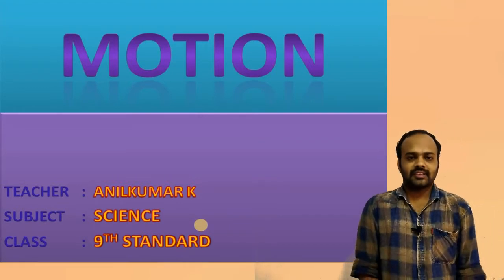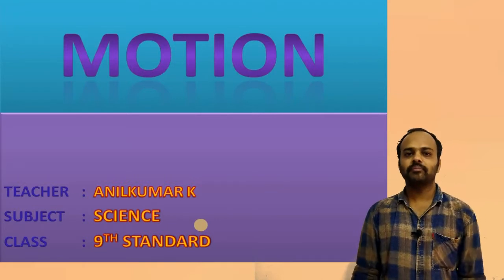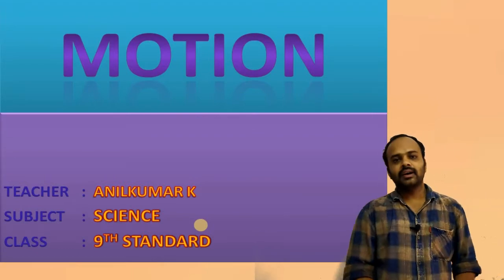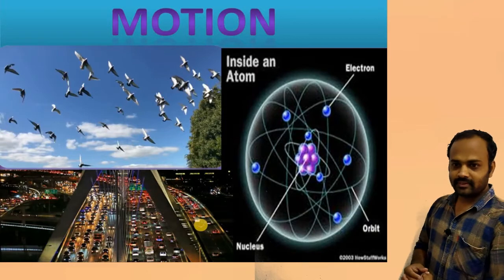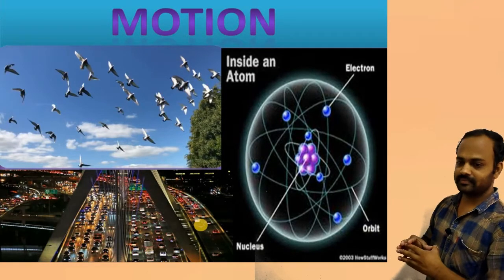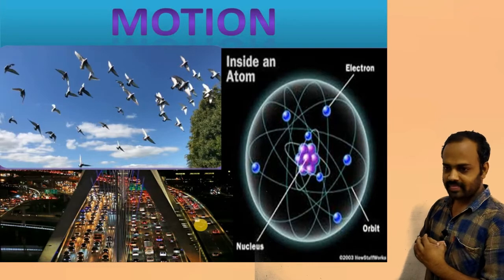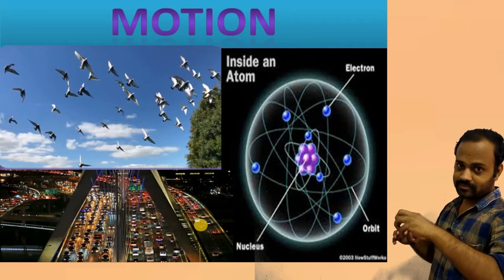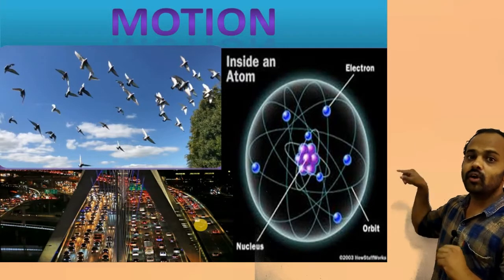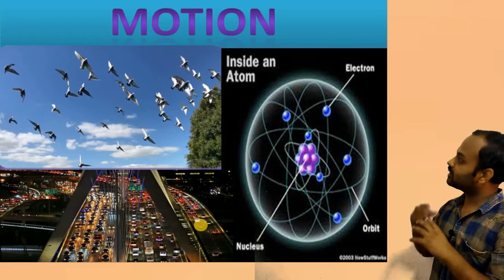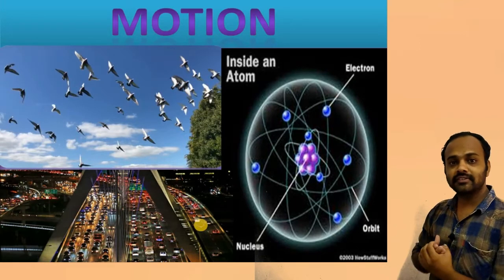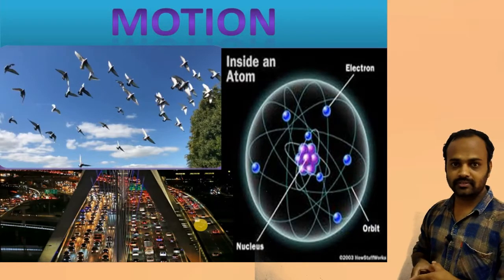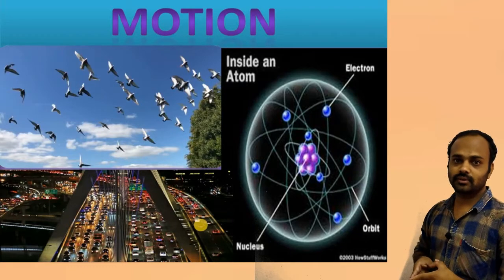Students, in today's class we are going to learn the chapter motion, the 9th standard chapter. Okay, students, you are looking at the figure. Birds are flying, the cars are moving, and the atom is inside the atom. There are electrons revolving around the nucleus, and the atom is also in a continuous state of vibration. Here the birds are flying from one place to another place for their food or for their water.